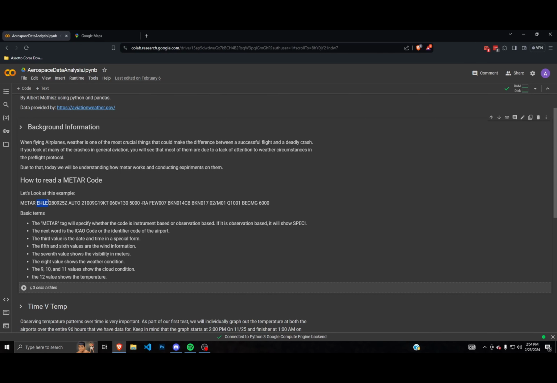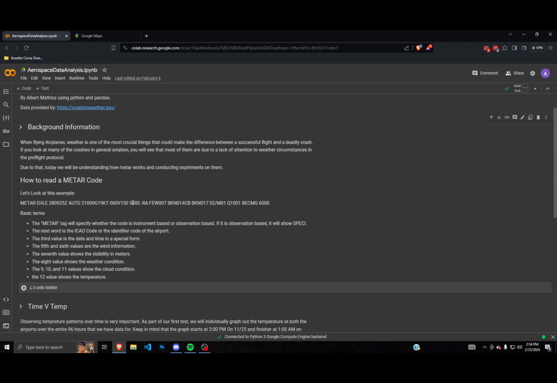The next string of letters is the ICAO code, or some people call it the identifier code. And it basically just tells you what the name of the airport is in a short burst of information. The next code, this third one right here, is the time. I think it's in Unix format, I'm not sure, but it's in a special form that is easy to read by computers. The fifth and the sixth values are wind information.